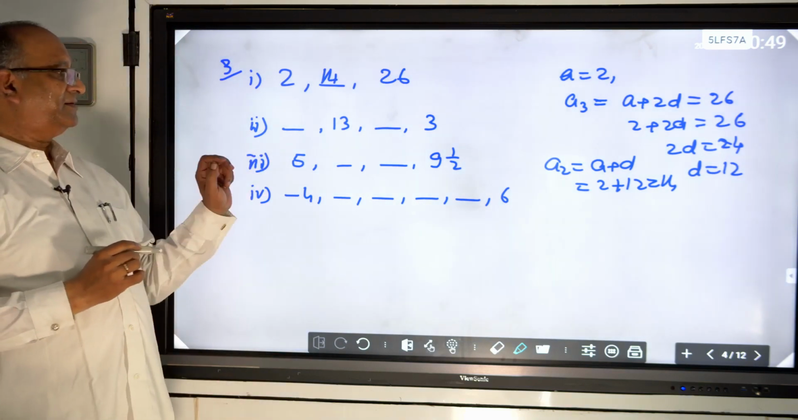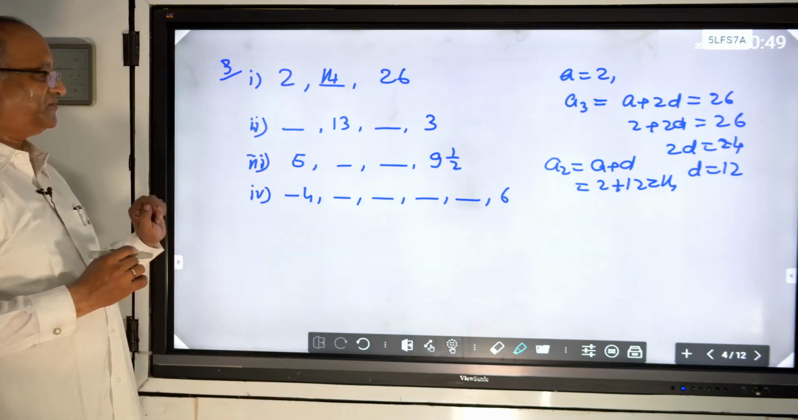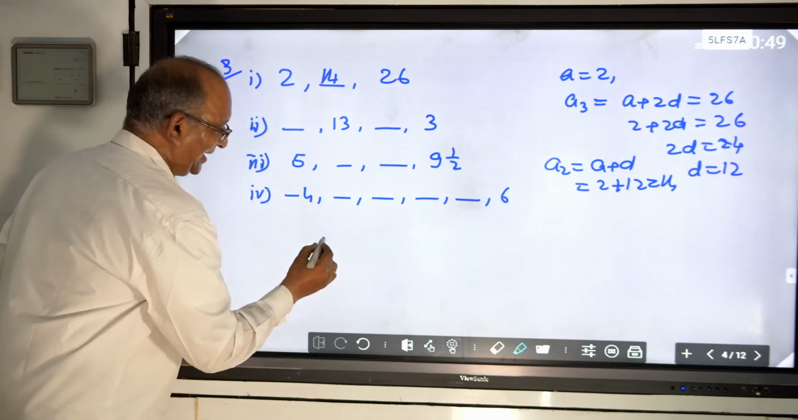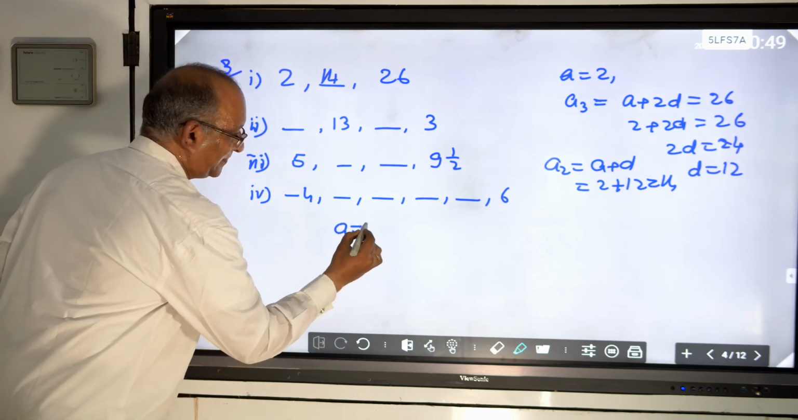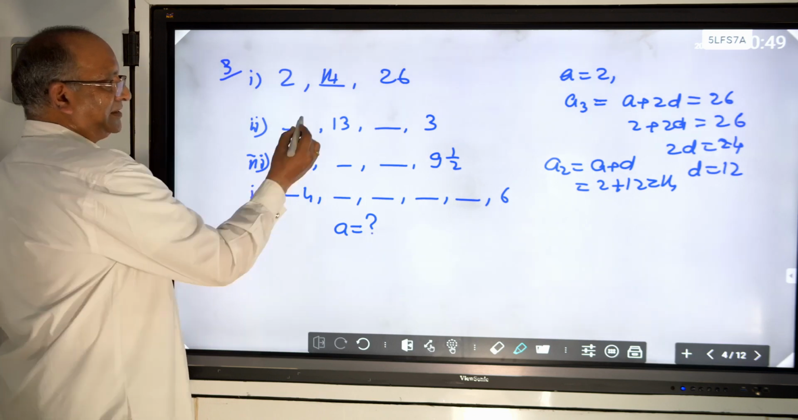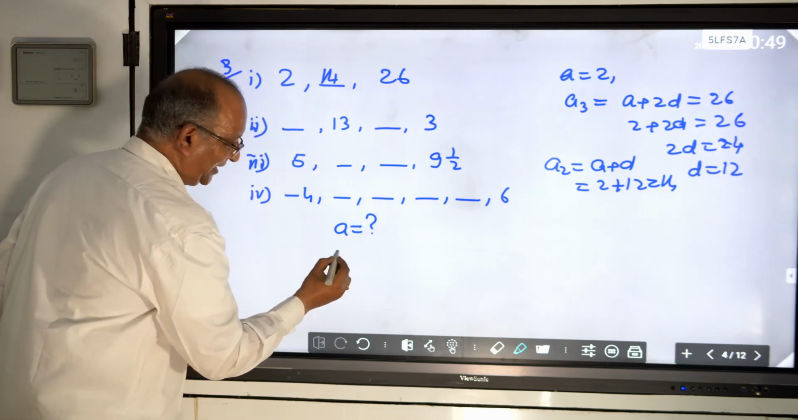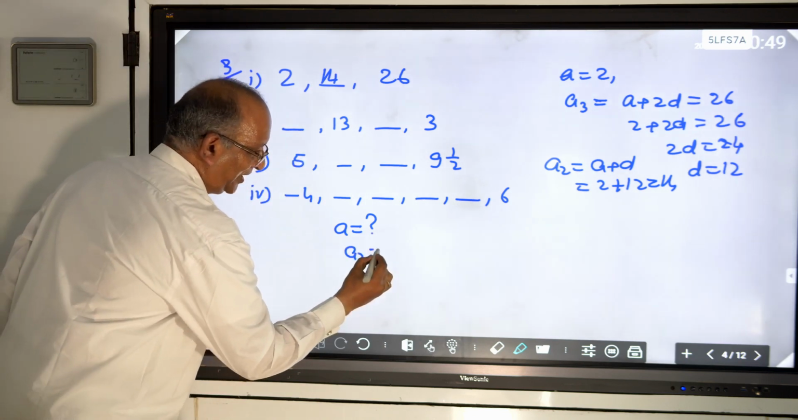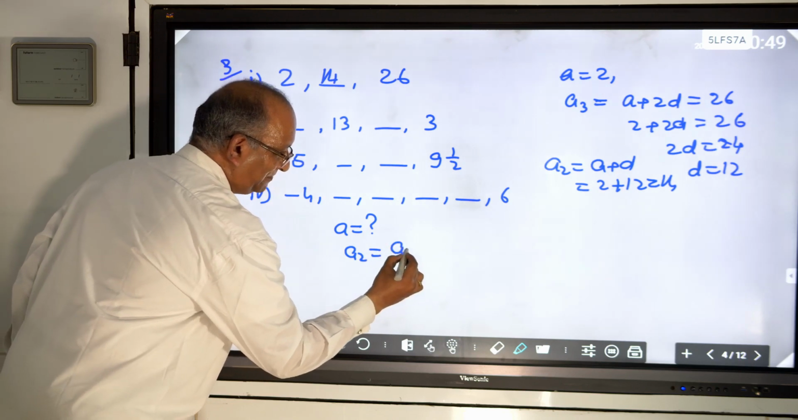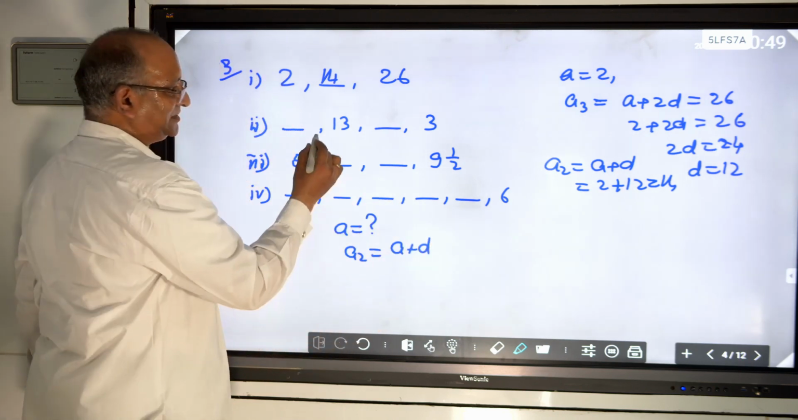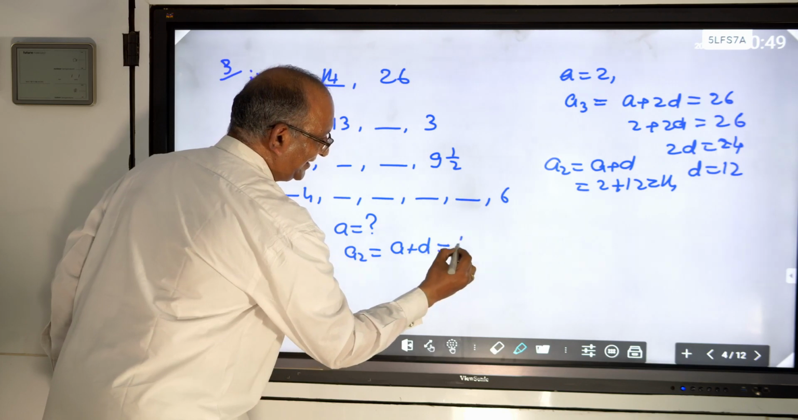Look at the next one. The first one is blank. It means that a is missing. The second term is known. How do you write the second term? a2. And what is a2? It is a plus d. And how much is a plus d? It is 13.